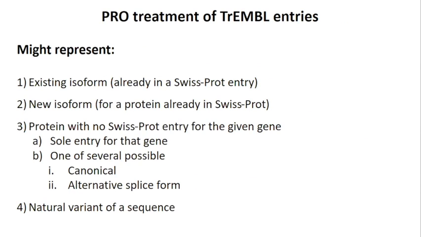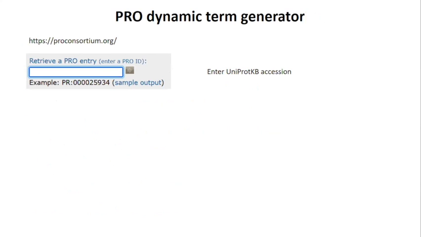With respect to those that are encoded by genes not already covered by SwissProt entries, there are two possibilities. The TrEMBL entry is either the only one available, or it is one of several. And if it's one of several, it might either eventually become the canonical isoform, or it could become an alternative splice variant. So at this point, I should describe PRO's dynamic term generator.